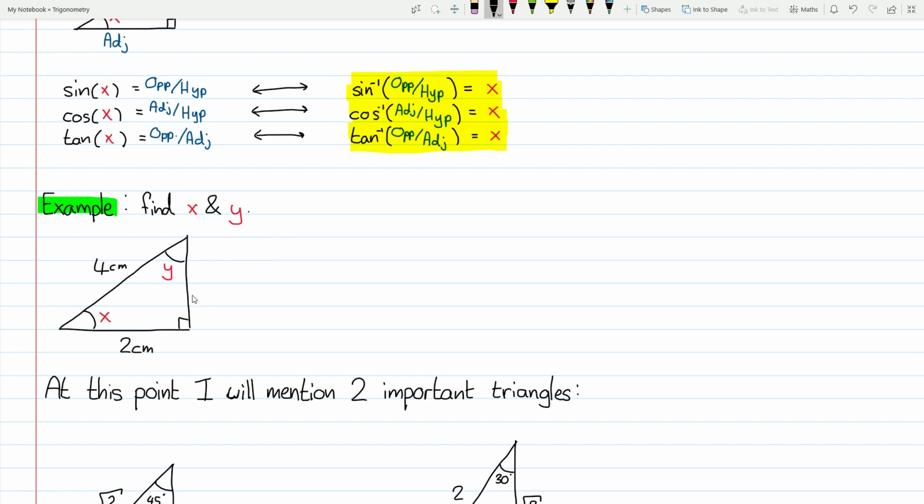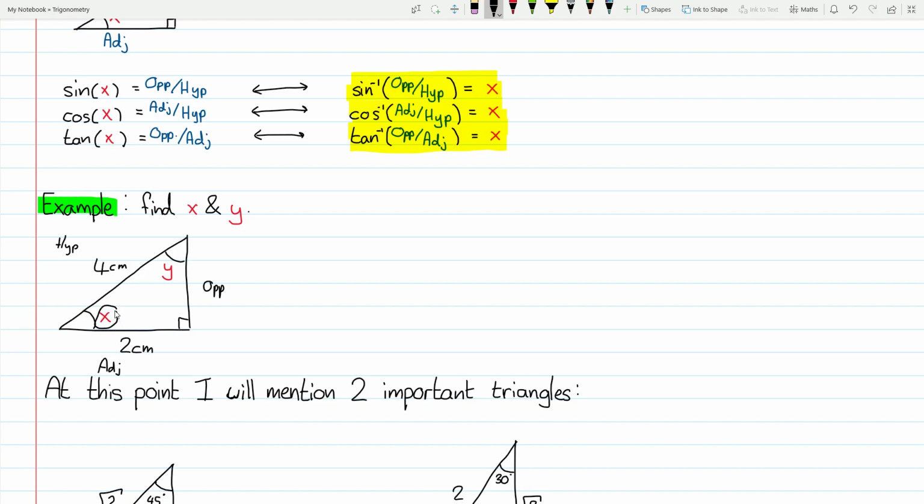Let's find the angle x. So we have, again, we'll label our triangle. We have a hypotenuse, we have an opposite, this is opposite to x, and then we have an adjacent. Obviously, if we're looking at y, then the opposite would be this side, and the adjacent would be the vertical side.